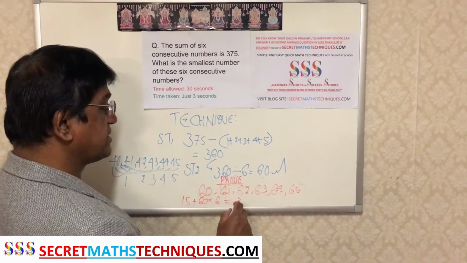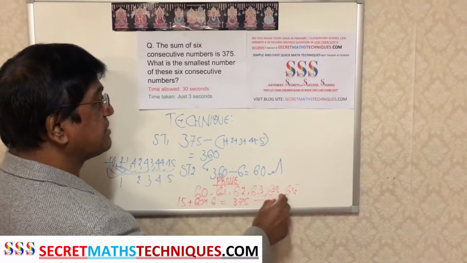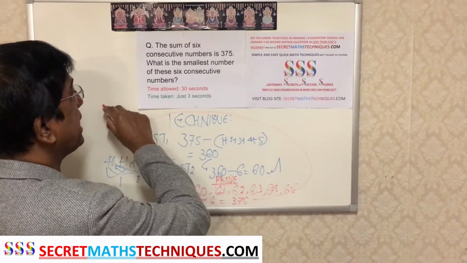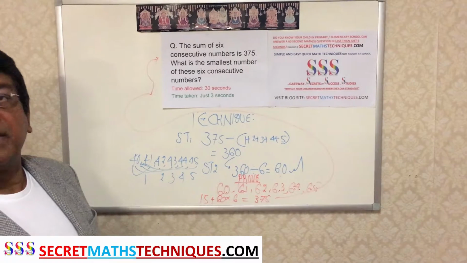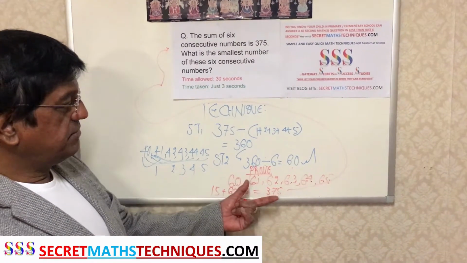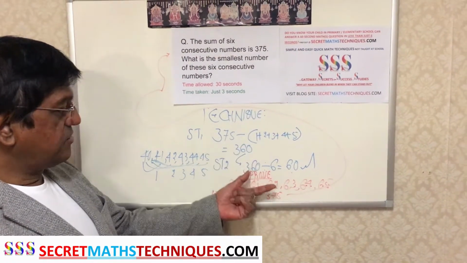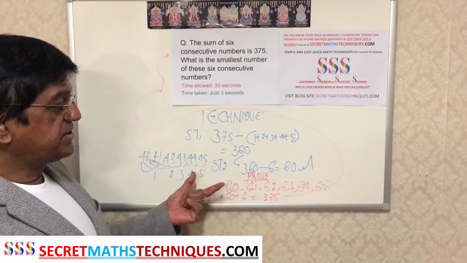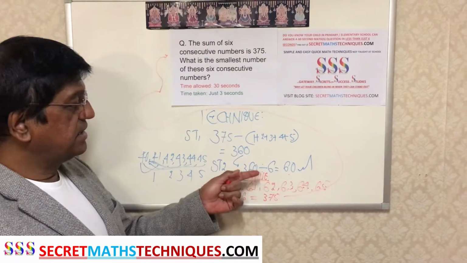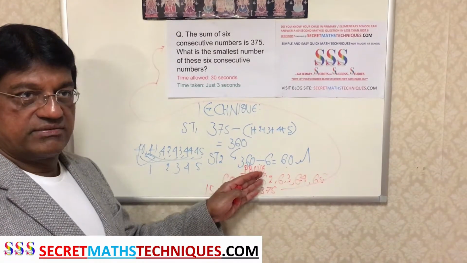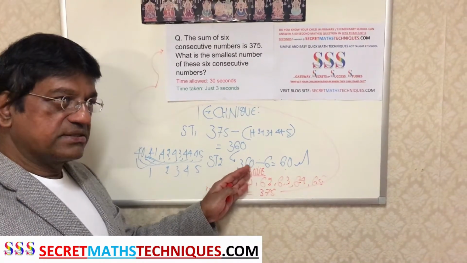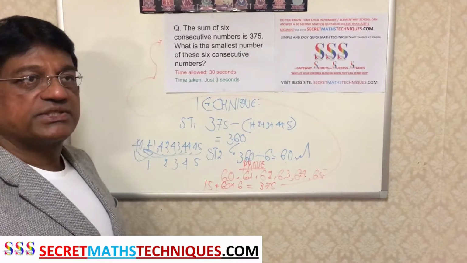And that itself is 375. Did I not tell you that I will prove it back to that number which is being given there as 375? That's your proof that the smallest number out of these 6 consecutive numbers is 60 itself. Fantastic. We have done it. Within 2 seconds, 2 steps, we have accomplished it.